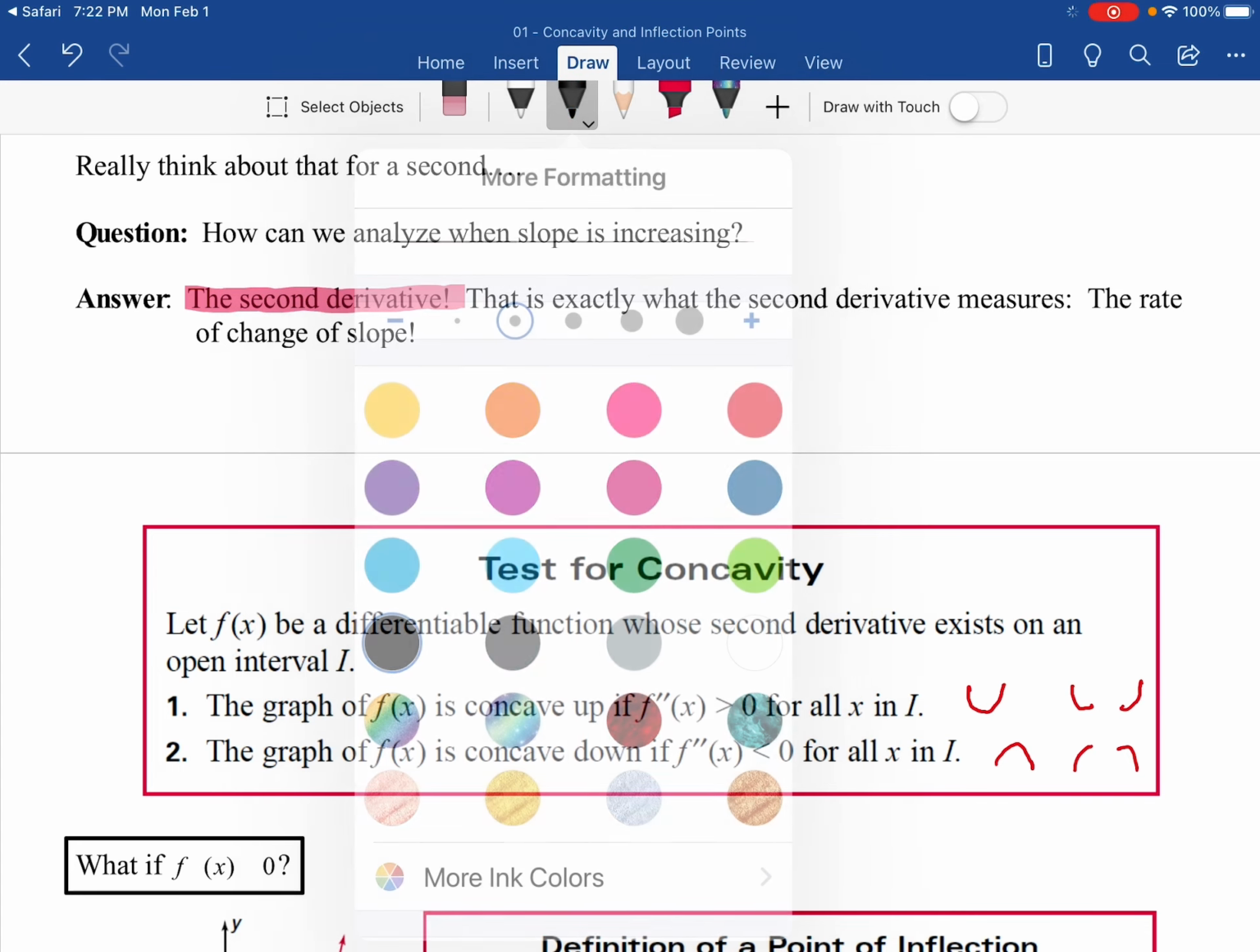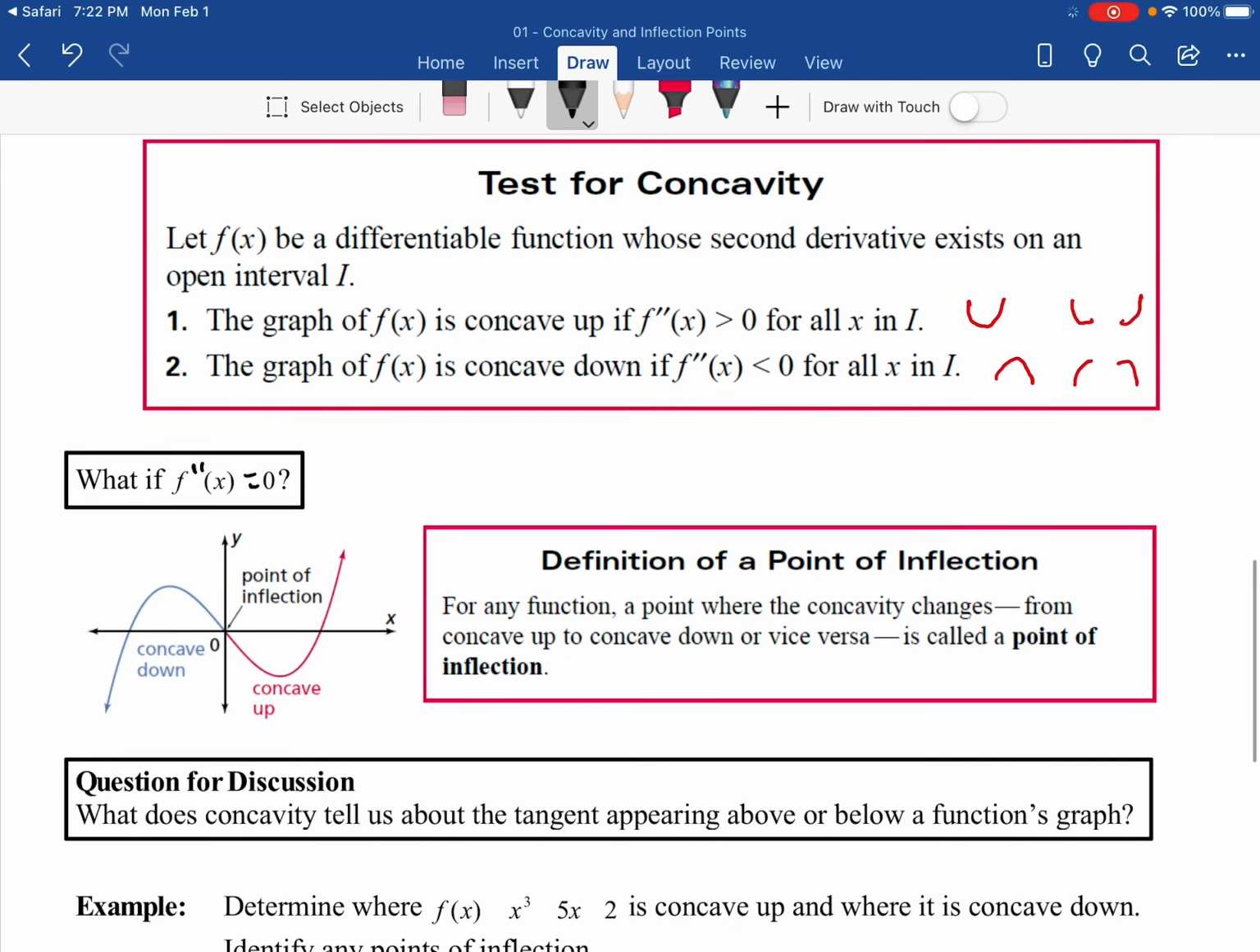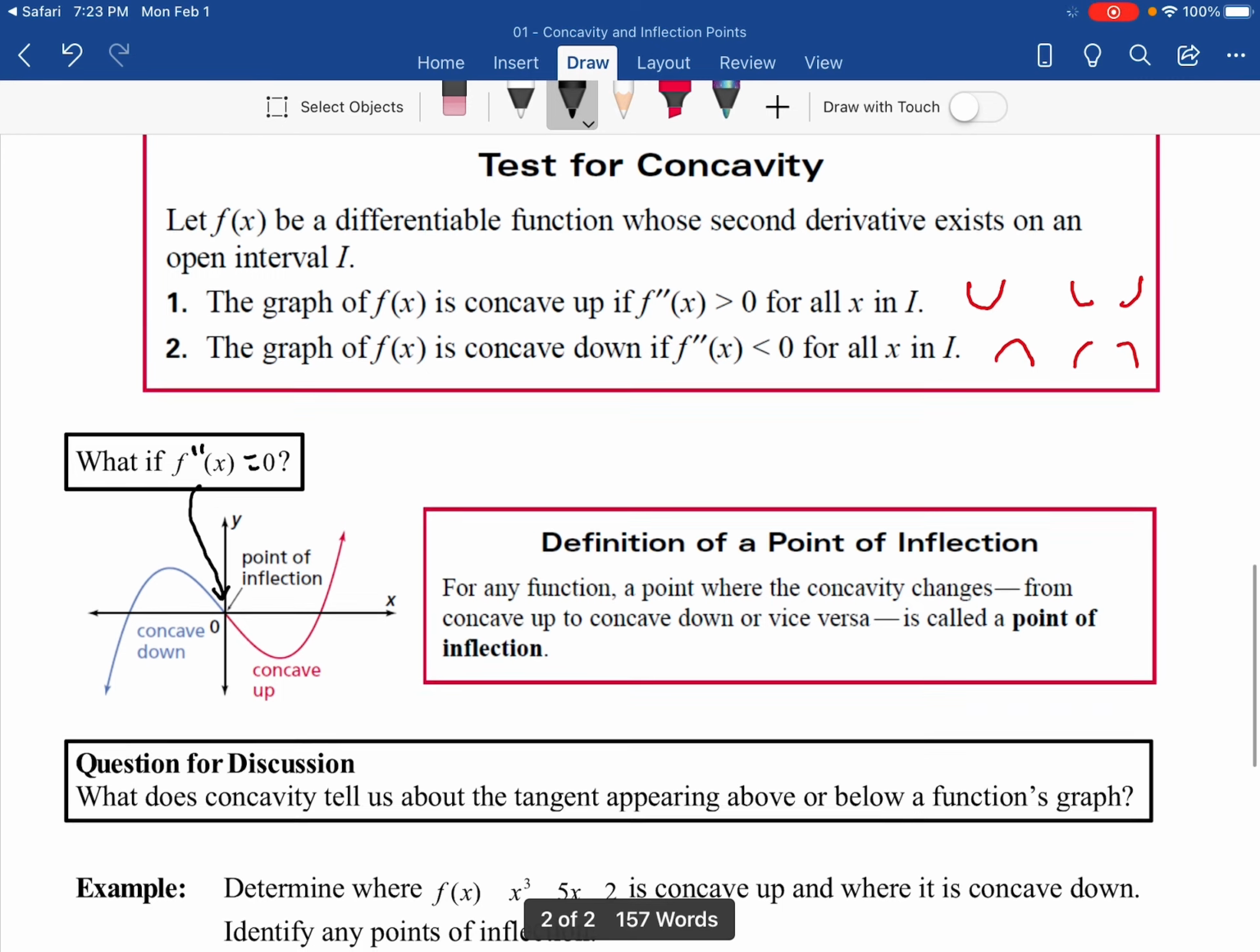What if the double derivative equals 0? And when it equals 0, that means we've switched from concave up to concave down. And here it is right here. Let me draw an arrow to the point. We get what's called a point of inflection. New word there. A point of inflection is when you switch from concave up to concave down. Either way, if you go from concave up to concave down, it's a point of inflection, but also if you go from concave down to concave up. So, for any function, a point where the concavity changes is a point of inflection.